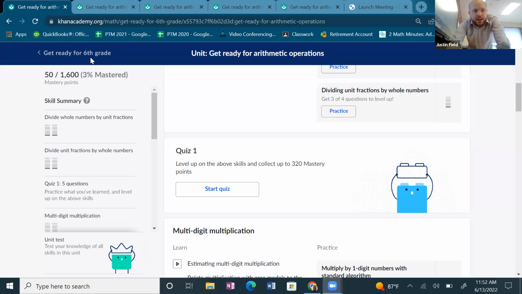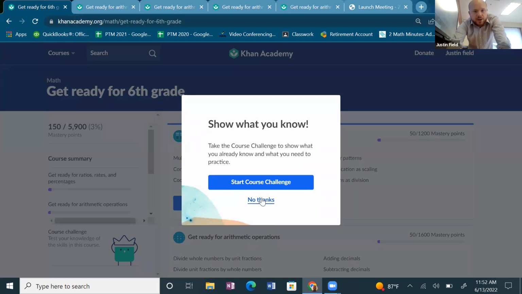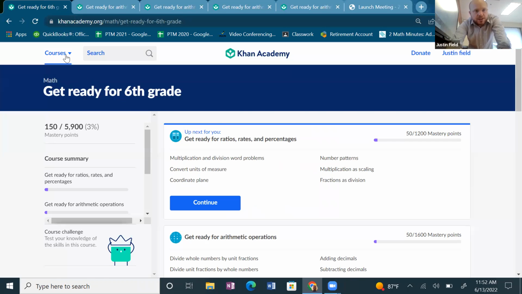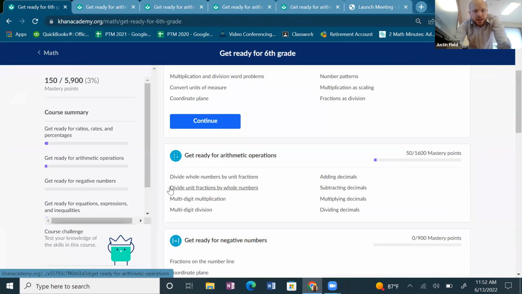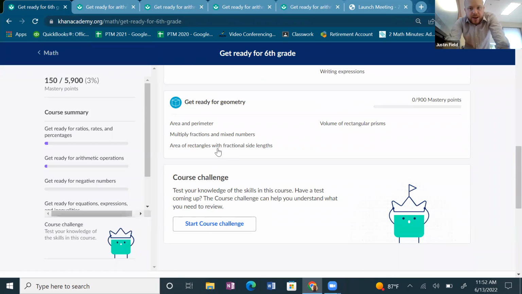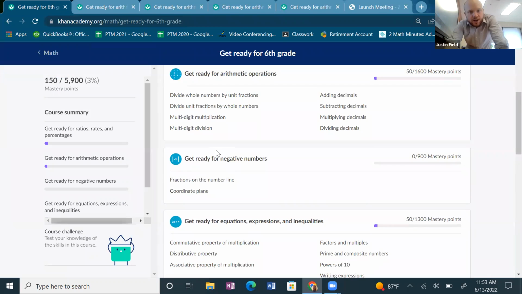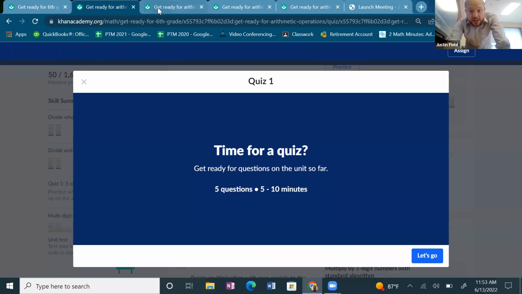We are going to look at getting ready for sixth grade. I'm on khanacademy.org. You go to courses and then you go to Get Ready for Sixth Grade. There are 5 sections, so we'll start there. We might add some actual sixth grade content. But right here, we're going to start with arithmetic operations. We're going to do the quizzes.